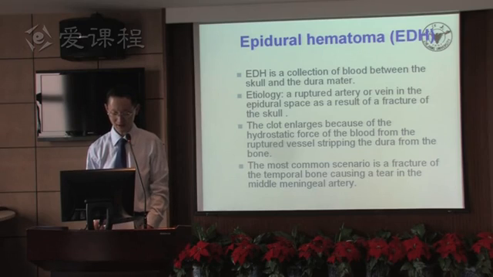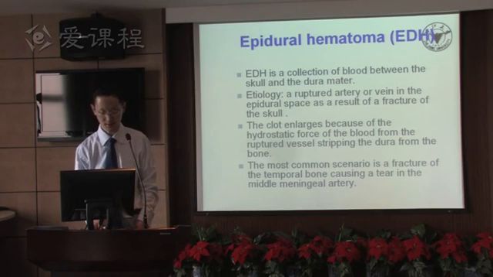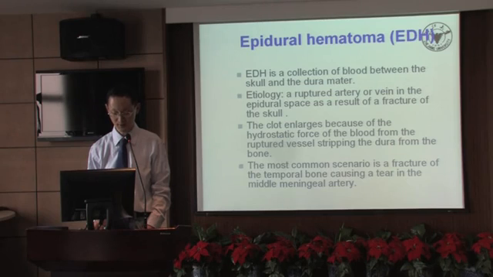The clot forms because of the hydrostatic force of the blood from the ruptured vessels stripping the dura from the bone. The most common scenario is a fracture of the temporal bone causing a tear in the middle meningeal artery. The clinical manifestation occurs as a result of compression and displacement of the brain tissue and the resulting increase in intracranial pressure. With increasing size of EDH, the patient is more likely to become symptomatic.